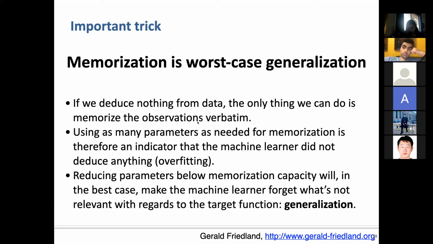Now, reducing parameters below memory capacity will, in the best case, even make the machine learner forget what's not relevant with regards to the target function, and that we call generalization. So generalization is abstraction. It is forgetting bits.